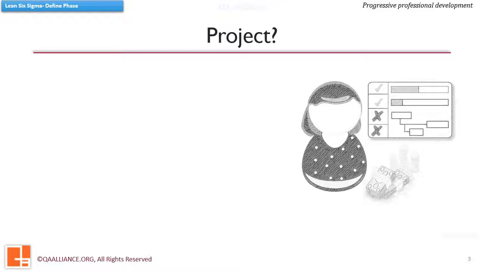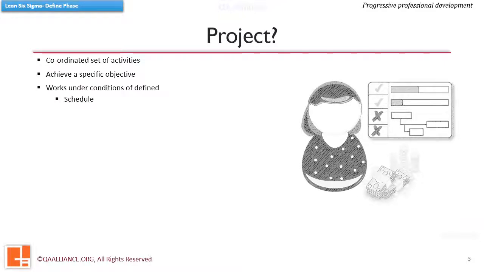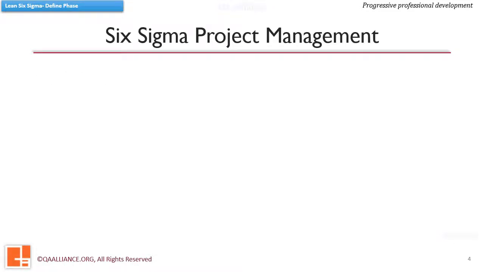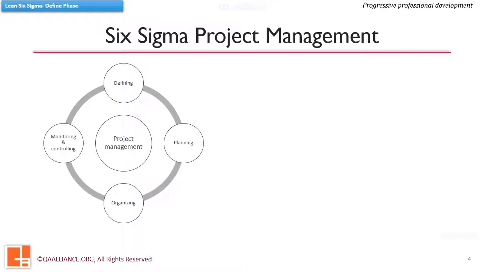We'll start with the definition of project. A project is a set of coordinated activities to achieve specific objectives while working under the set conditions of schedule, budget and performance criteria. When we create a project charter, it captures all the key elements and information around a project. Project management is the process of defining, planning, organizing, monitoring and controlling the progress of a project.